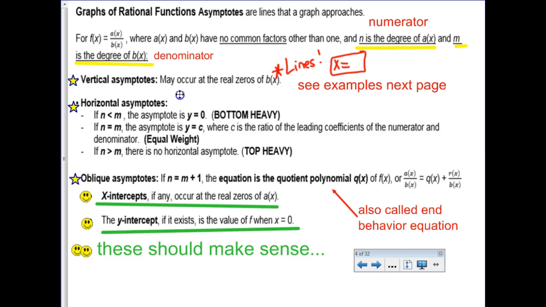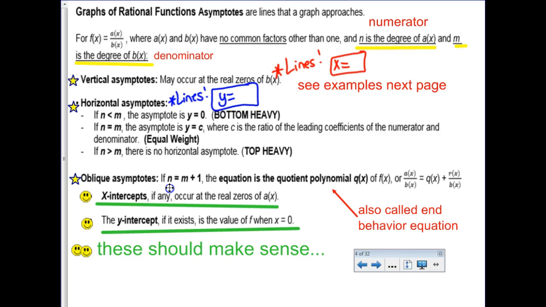For a horizontal asymptote, again, these are lines. So they're going to be in the form y equals whatever. We're going to discuss this in a minute about whether it's bottom heavy, equal weight, or top heavy, and then we'll discuss what that means. But notice those same words I think are on your yellow card. If you guys look at number 7 on the yellow card, it goes through a little top heavy, bottom heavy, equal weight thing. We'll discuss that on an example coming up.